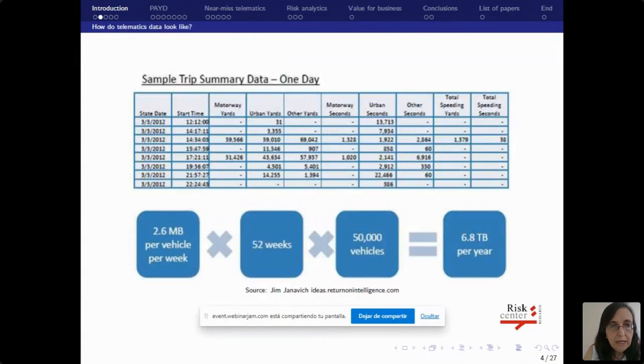But before doing that, I'm going to show you how a summary of the telematics data looks like. And this is, for example, a summary of one driver, where you record the starting date and the starting time, and then you record how many kilometers or meters the person has driven in urban area, how many seconds the car stops. But this is already a summary. So as you can expect, this comes from raw data files, and it's quite complex to decide what are the relevant summaries to be made.